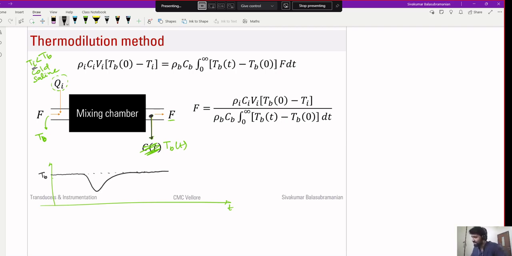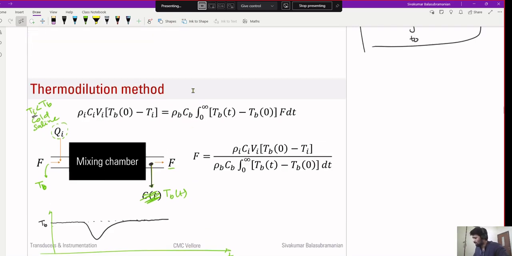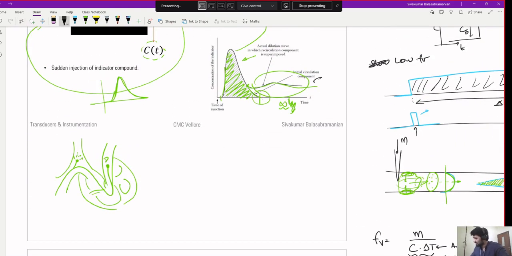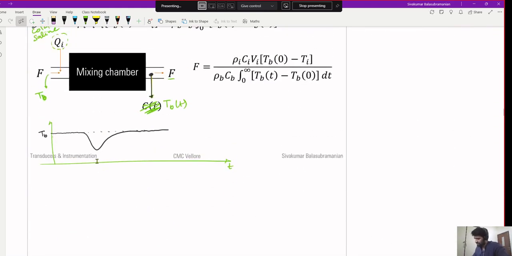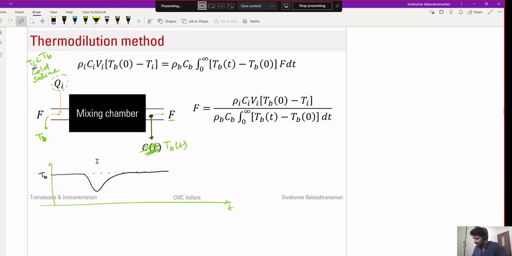See, one advantage of this method is if the bolus is small, there is no problem with recirculation, because by the time the cold saline gets mixed with the blood, the temperature will go back up to TB. So there is no problem of recirculation that you had with your dye. And again, by simply looking at the area under this curve, we should be able to say something about the flow rate.